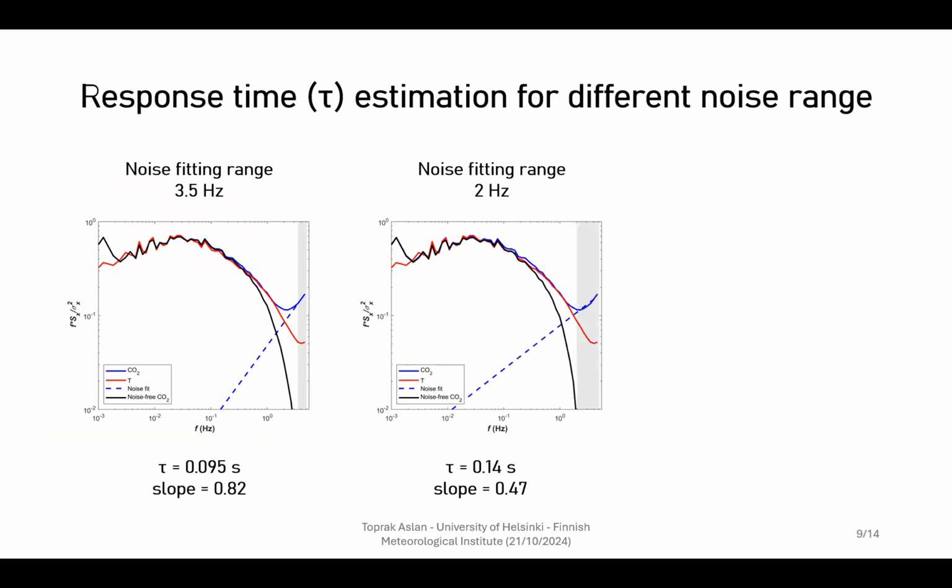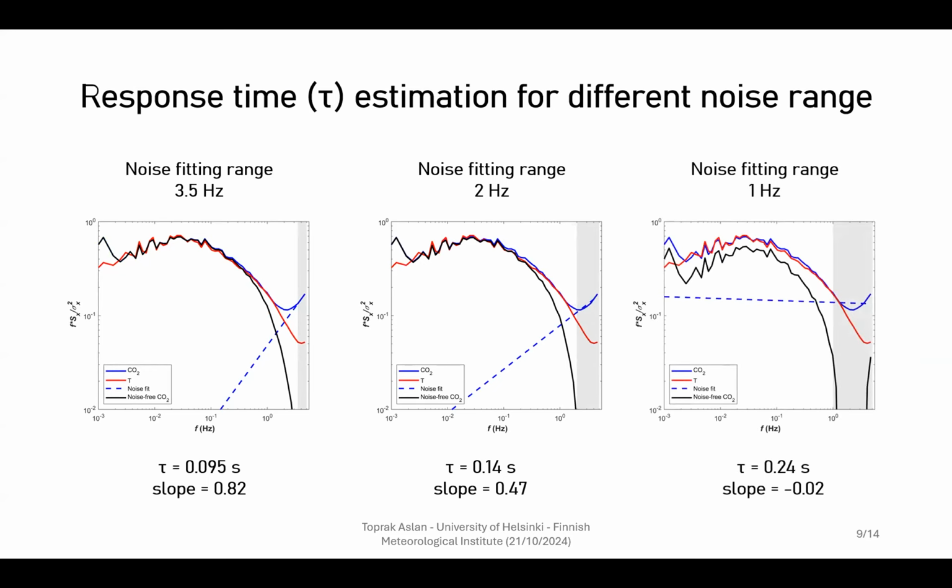And if we use 2 Hertz as the threshold, then we get a bigger response time and a smaller slope. Finally, when we use the default threshold in EdiPro, 1 Hertz, the slope becomes negative and the response time increases even further. And later I use these response times in the correction factor calculation for 1 month of data, just to show what the effect would be on final fluxes.